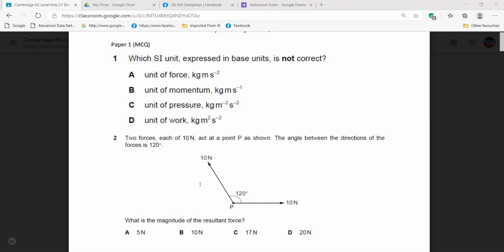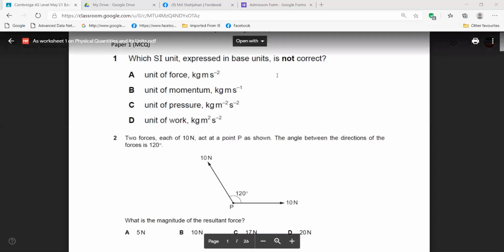Question number one. Which SI unit expressed in base unit is not correct? A is unit of force is kg meter per second square. B is unit of momentum is kg meter per second. Option C is unit of pressure is kg per meter per second square. Option D is unit of work is kg meter square per second square.